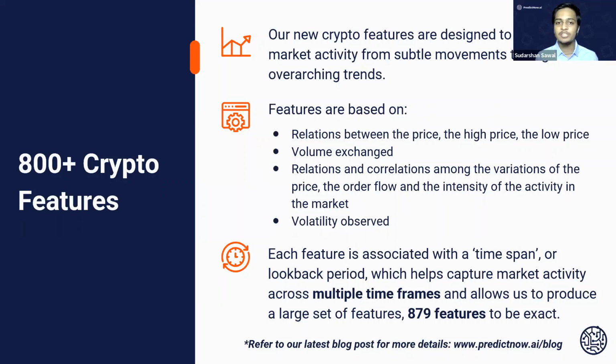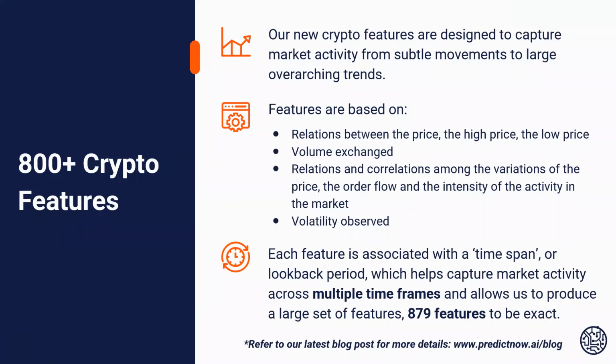And it doesn't really have to be just price-based features. It can be volatility-related, volume-related, as well as market microstructure features, right? So the features, as mentioned on this slide as well, are based on the relation between prices, volumes, as well as market microstructure and volatility features. Now the features are associated with time spans and look-back periods, which helps us generate features not just to detect short-term trends, but also long-term trends.